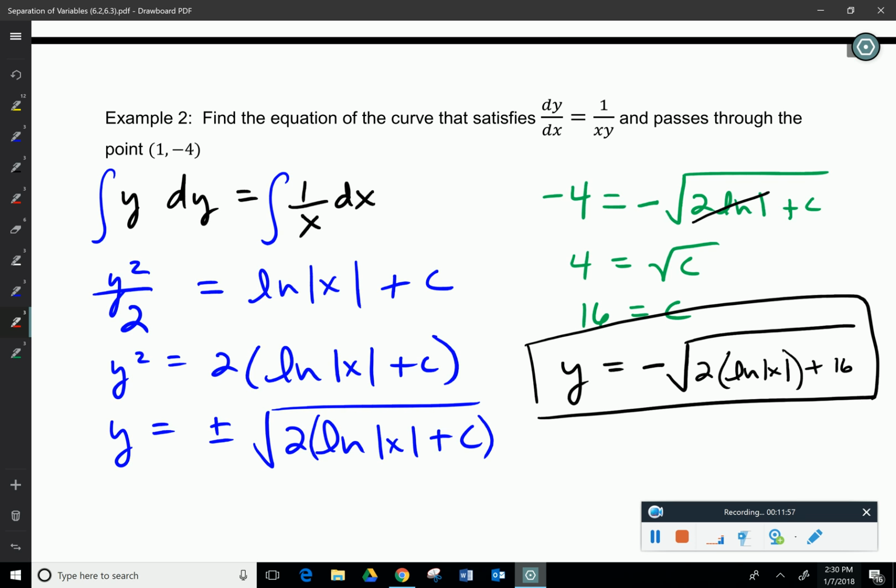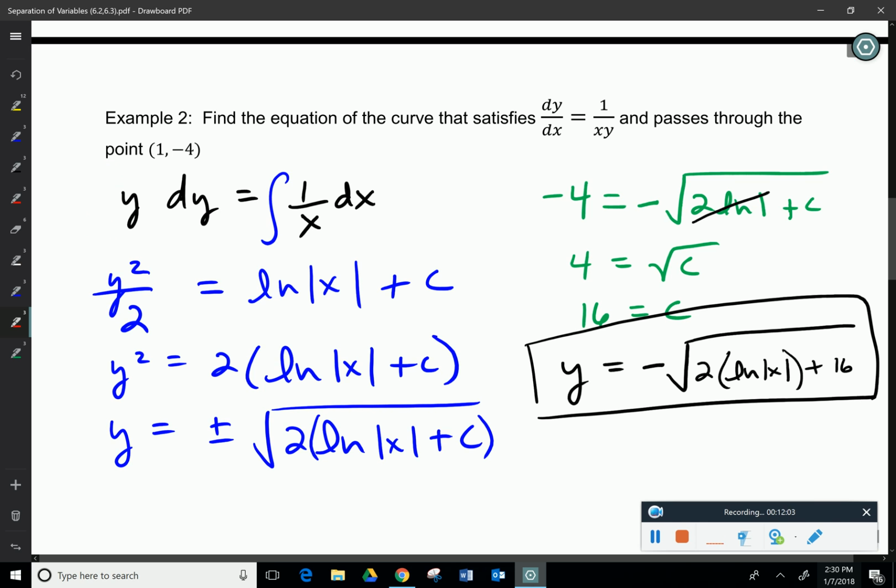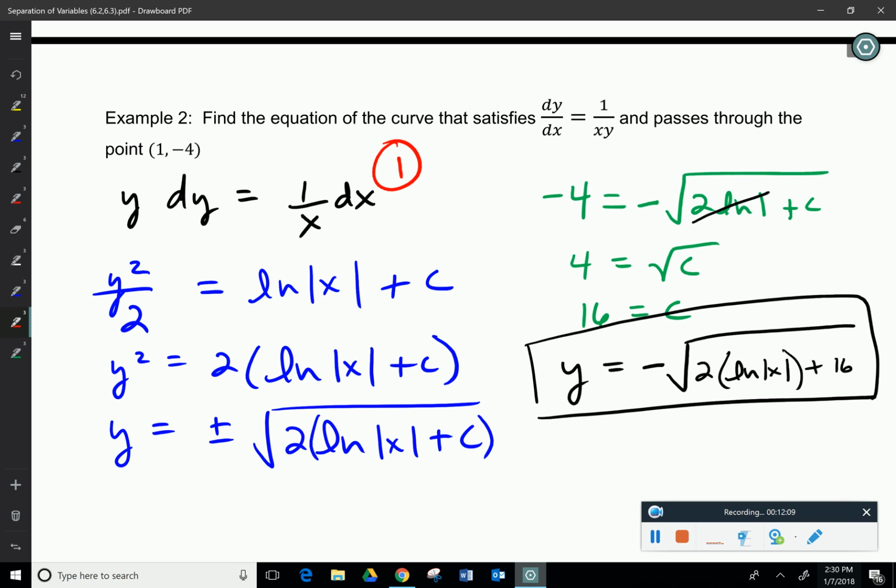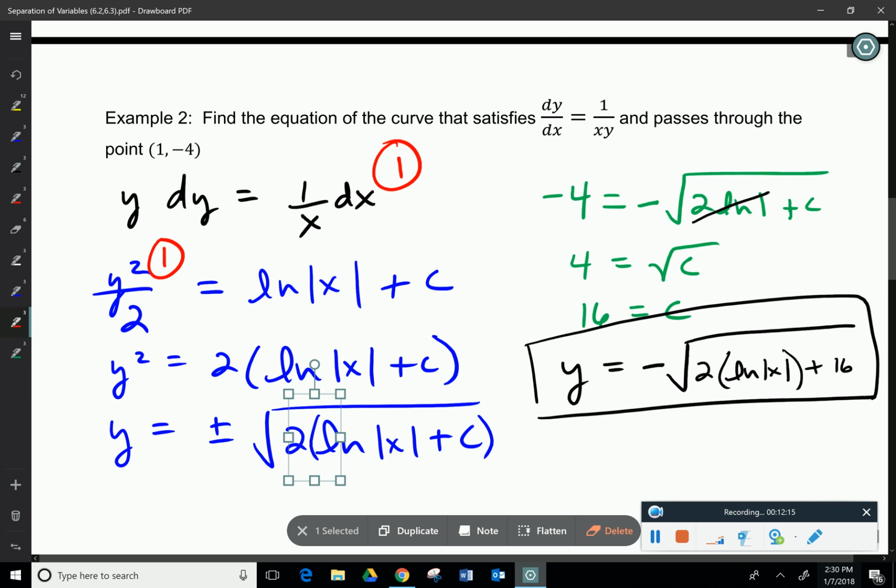I've never seen them be worth less than 4 points. Usually the points come in this way. The first point is usually just for separating the variables. So that's the first point. And then the second point, depending on how many they want this whole thing to be worth, it might be that they put 1 point for integrating the left, a separate point for integrating the right, and then a third point just for remembering to put the plus c right there where it belongs.